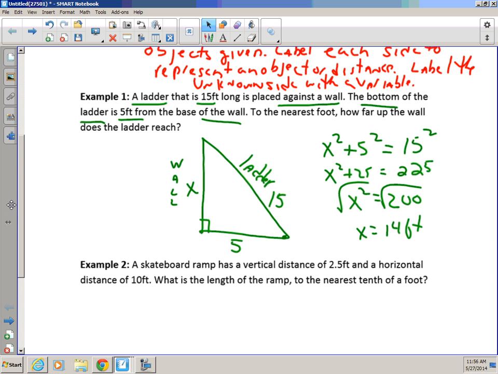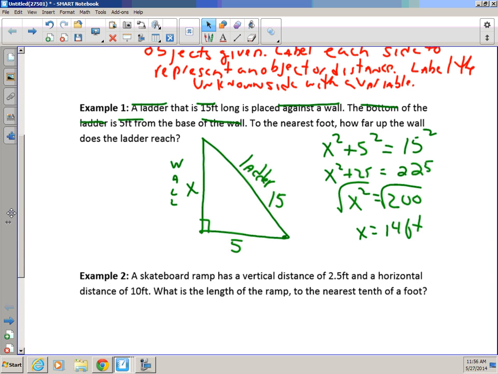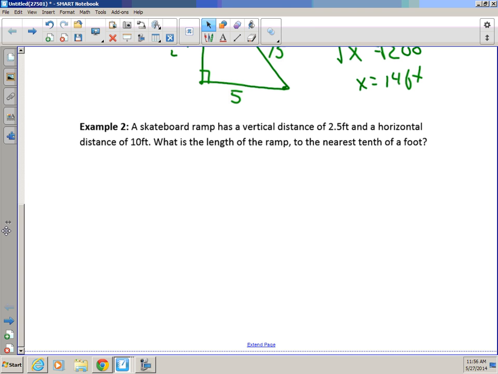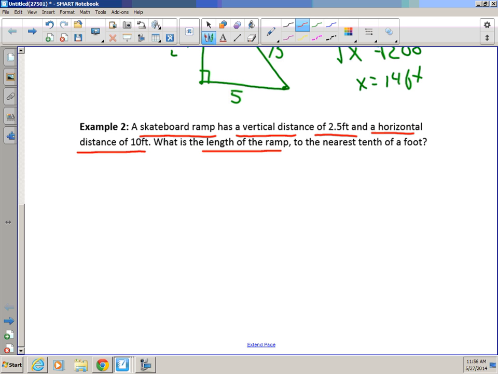Next one, we have a skateboard ramp. You have a skateboard ramp, vertical distance of 2.5 feet, horizontal distance of 10, length of the ramp. So again, there's our skateboard ramp. Vertical distance, straight up and down, is 2.5. Horizontal distance is 10. The length of the ramp, x.